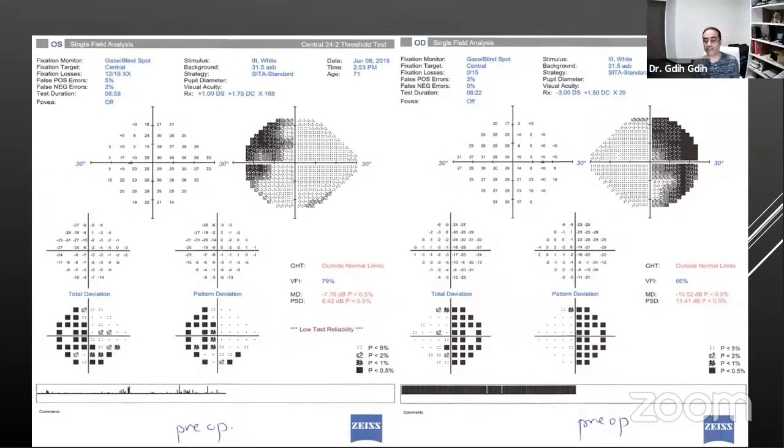Okay, so let's look where the visual field defect is happening. Right now the visual field is oriented the way it should be when you read it. So the defects are on the temporal aspects, right?